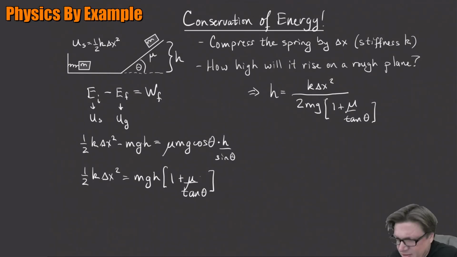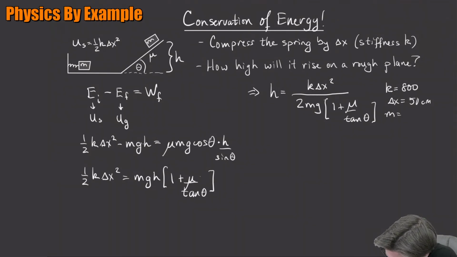Now let's put in some numbers and see what we get. Suppose my k is 800, delta x is, let's say, 50 centimeters, 0.5 meters. The mass is 2, mu is 0.5, and theta is 30 degrees. We put all this stuff in, and I got just some typical height, 2.7 meters.